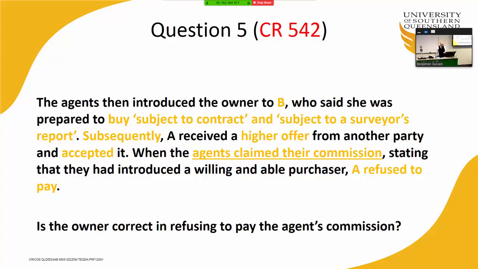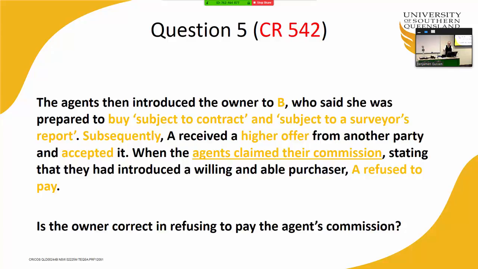Okay. The agents then introduced the owner to B. So it's just like the wife. But here they found someone, B, who said she was prepared to buy subject to contract and subject to surveyor's report. What did we call such things when we talked about contracts generally? These are conditions precedent or subsequent? Are these conditions before we enter into the contract or after we enter into the contract? Before. So we said this is a condition precedent, meaning what? The contract will not come into existence unless these conditions are met. Two of them: subject to contract, we have to sign, so probably there's legal advice and all of that, and subject to surveyor's report.